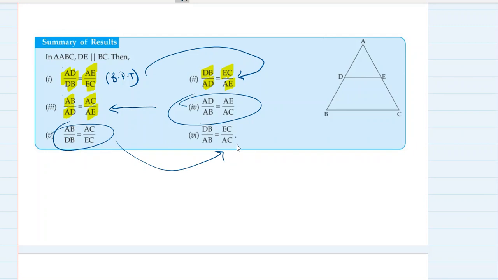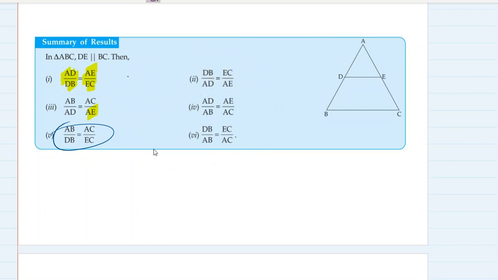Now you might ask me that should we remember all these results which we have proved? I think you should remember the BPT one. Then you should remember this one. Let me just erase and highlight which ones to remember, otherwise you will get confused. You'll say so many results, how can we remember? We will get mixed up.